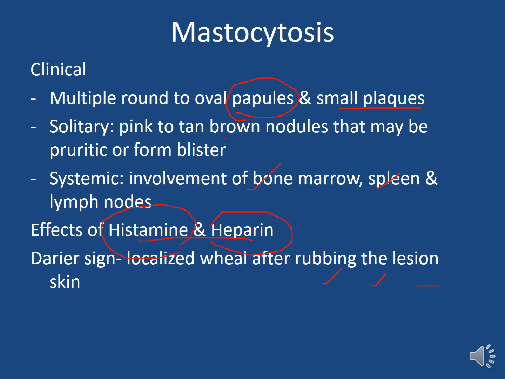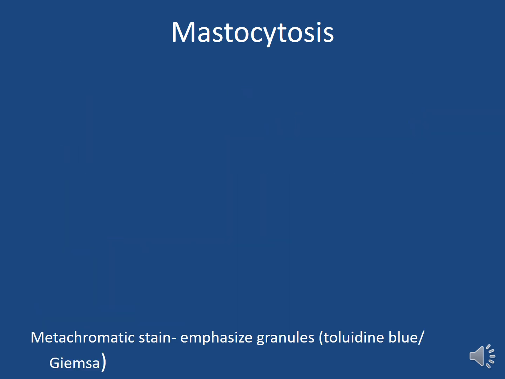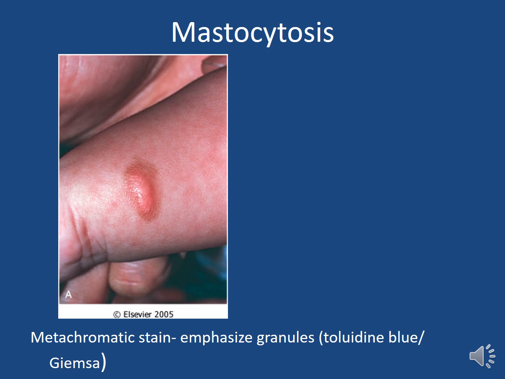Clinically, you may be able to elicit this clinical finding, Darier sign, which is characterized by the development of a localized wheal after rubbing the skin lesion. And then dermatographism will result from dermal edema after stroking of the normal skin with a heated object. So this is the characteristic lesion that will be seen in mastocytosis: a solid, elevated, erythematous lesion.